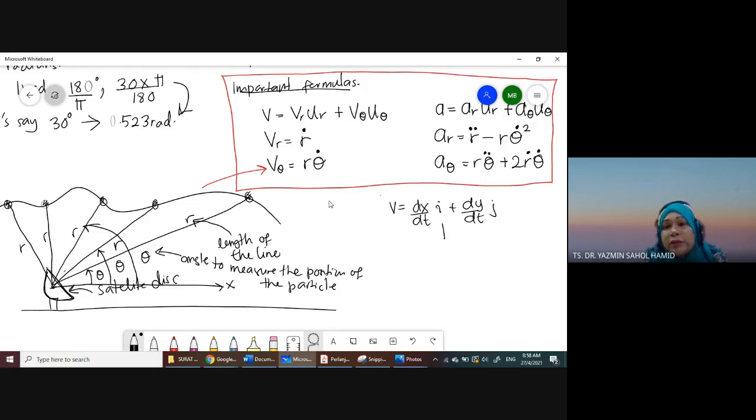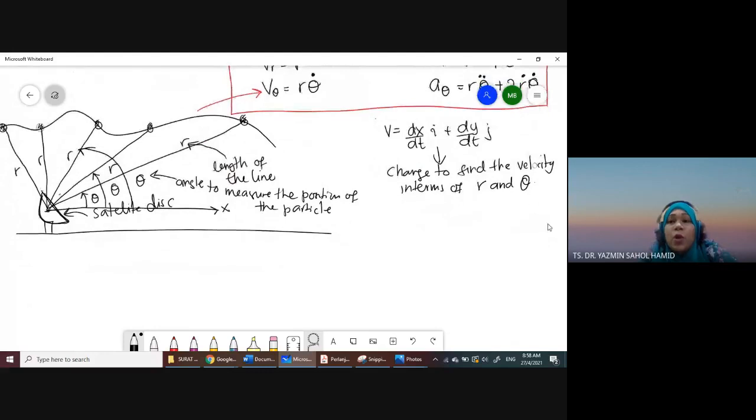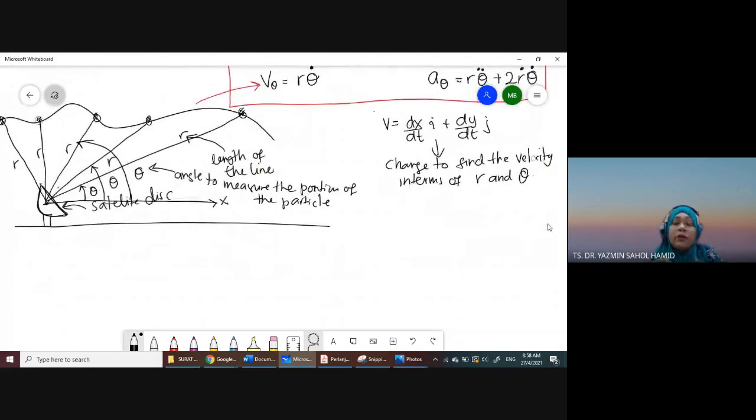What we want to do is change to find the velocity, for example, in terms of radial and transverse. So this is our main goal. Instead of using the normal velocity formula, we want to find the velocity in terms of radial and transverse.